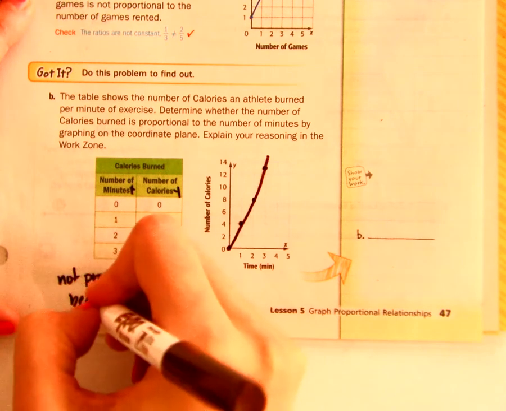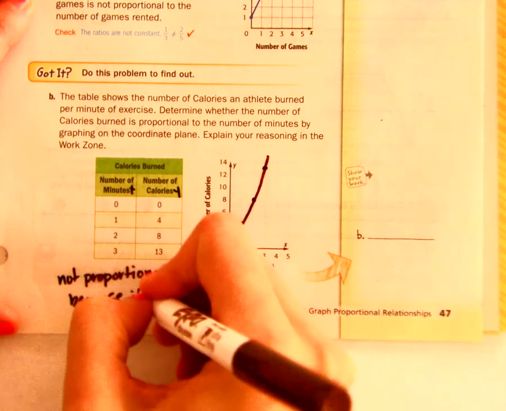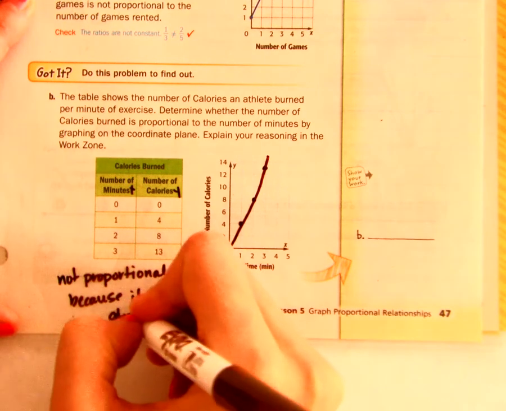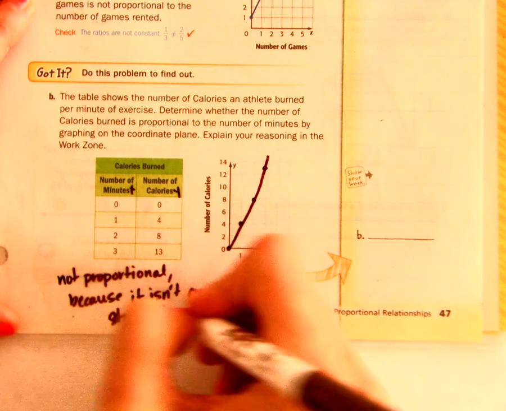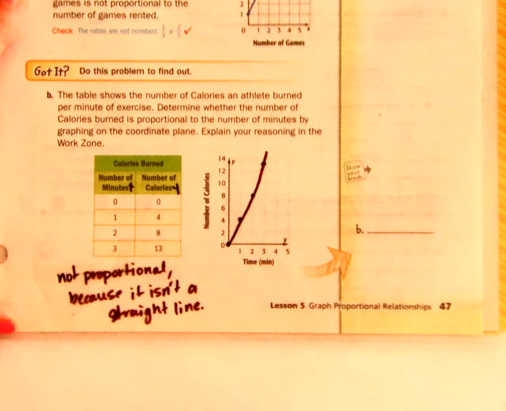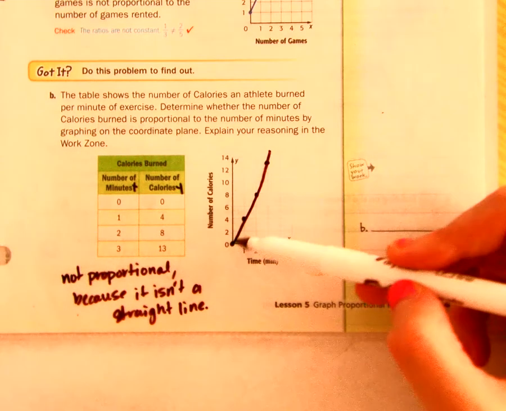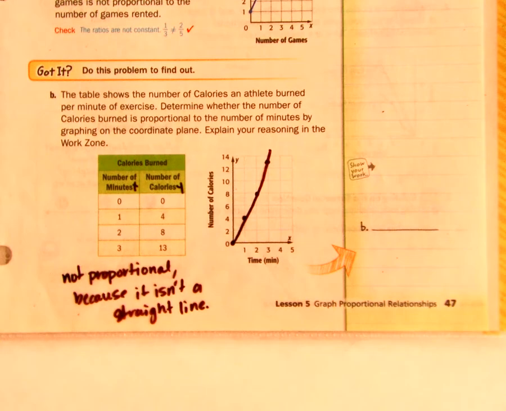Because it isn't a straight line. So again, in order to be proportional, it has to be a straight line and go through the origin. If you notice here, this one starts to curve, so we cannot say it's a straight line. So again, it is not proportional because it is not a straight line, and it does not go through the origin. Okay, one more example.